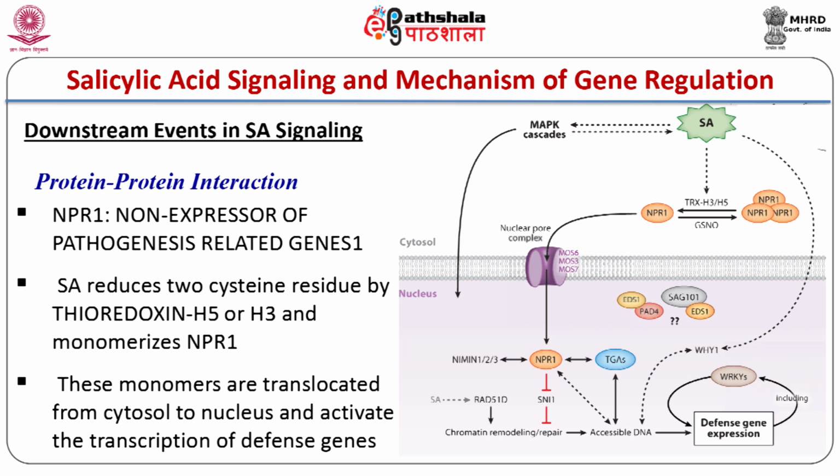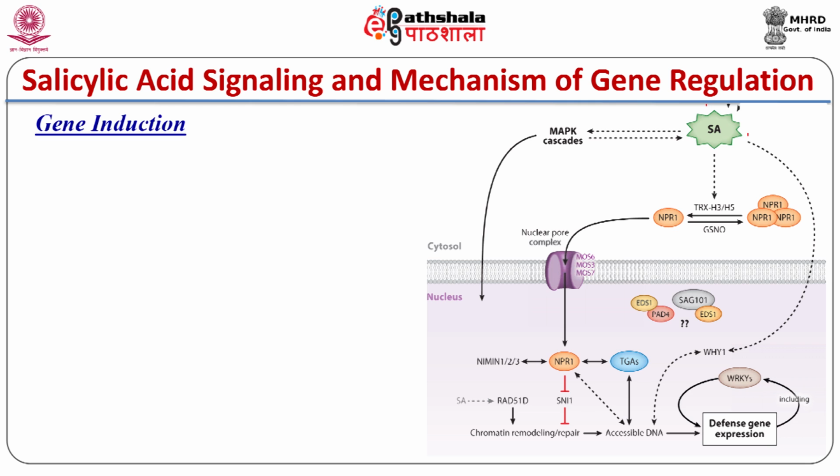In feedback, NPR1 negatively regulates the accumulation of SA by repressing the expression of ICS1. The negative feedback regulation is important for SA homeostasis. Now, let us see how the genes are induced.